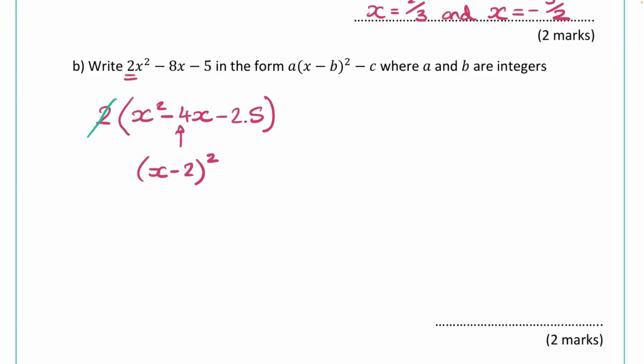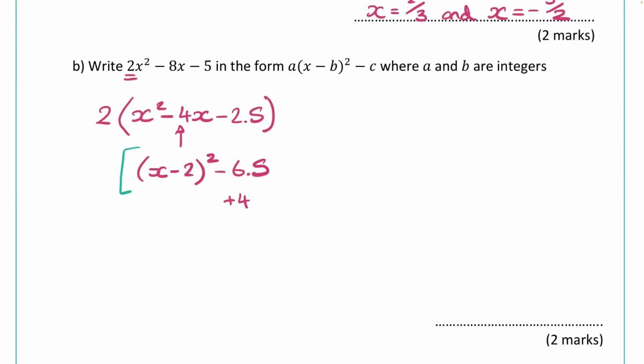Negative 2 times negative 2 would give me plus 4. I don't want plus 4, I want this minus 2.5. So to get from 4 to minus 2.5, I'd have to subtract 6.5 to complete that squared bracket to make sure that when it's expanded, I do get minus 2.5 at the end. So I have completed the square for what's inside, and this is the point now where I have to remember that that 2 was there, and I need to reintroduce it.